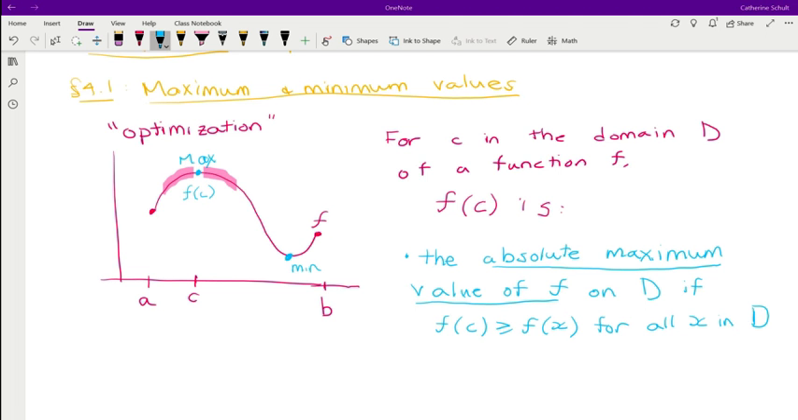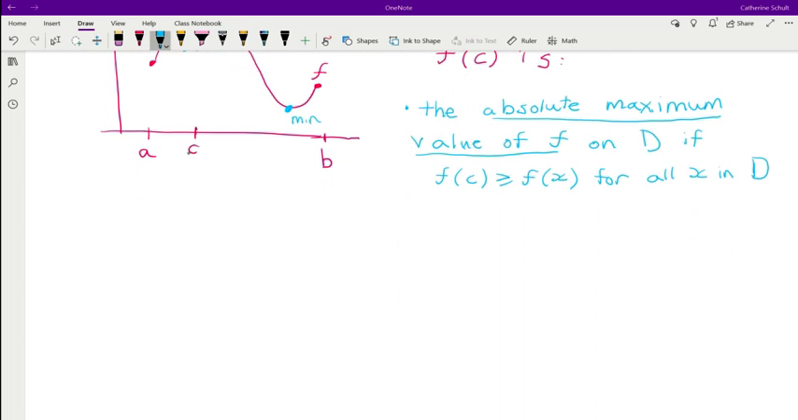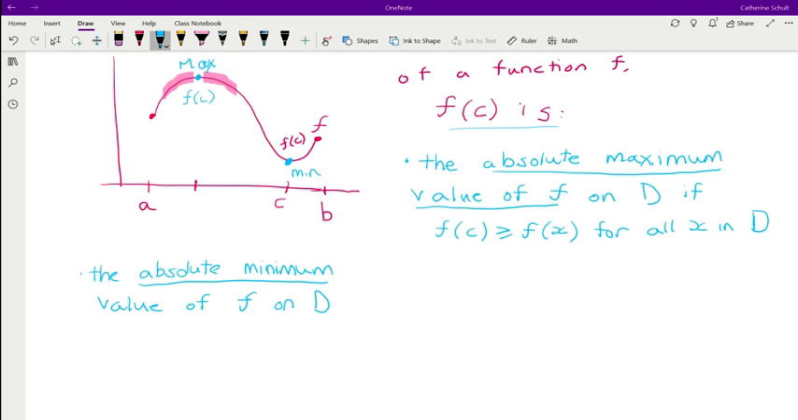All right. And then similarly, let's say C was not here, but C was here. Okay, and now this was considered the minimum, f of C. We can talk about the absolute minimum. The absolute minimum value of f on D. F of C is the absolute minimum value. So continuing from this, f of C is the absolute minimum value of f on D if f of C would have to be less than all of the values on the function. So less than or equal to f of x for all x in D.